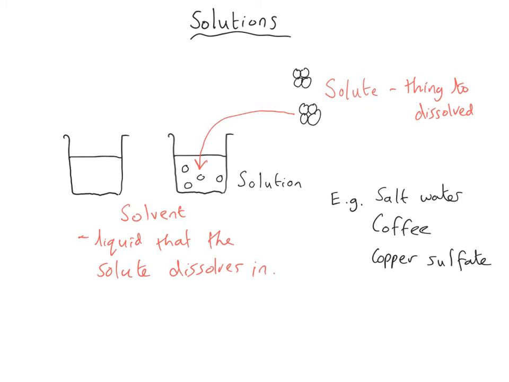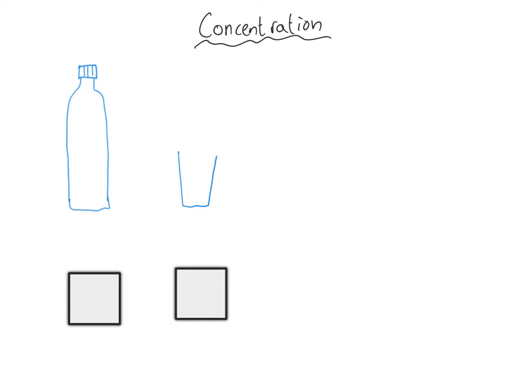If we start to think about the word concentration now, what the word concentration means is it is a measure, so it's always a number, it is a measure of the amount of substance that is present in a certain volume. So the amount of substance in a certain volume.